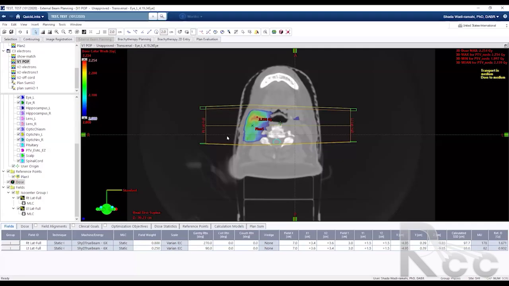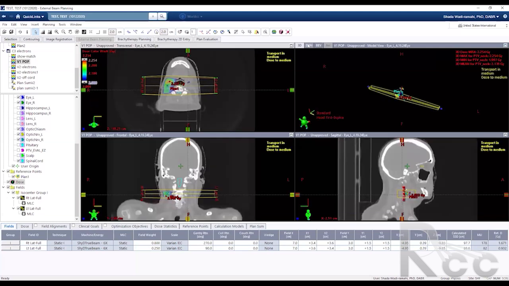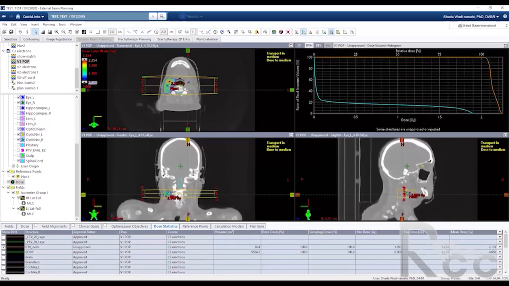Now, if I want to go ahead and deliver full irradiation, I cannot do that because there's a spinal cord in the path of the beam. Now, going to the DVH, let's see how much the spinal cord is getting just from the parallel opposed beams. So that's the PTV neck, and that's my spinal cord.